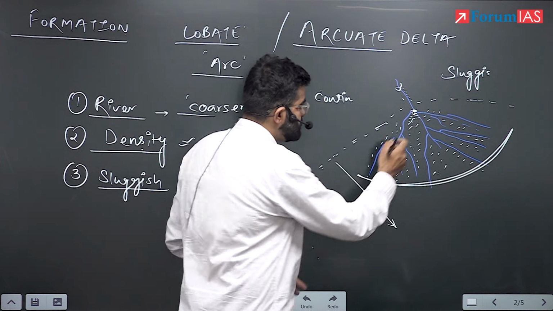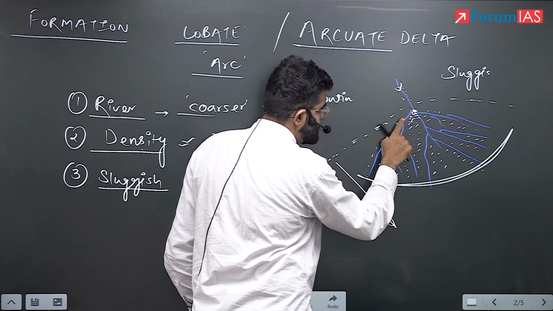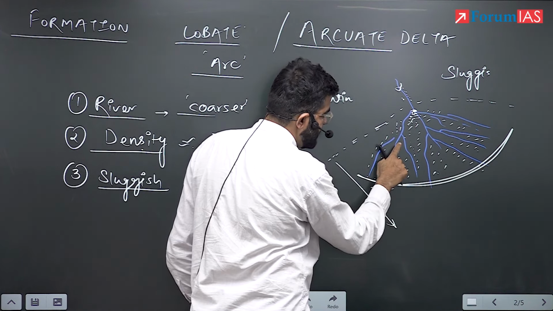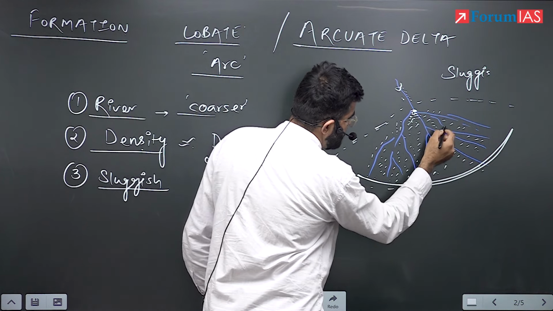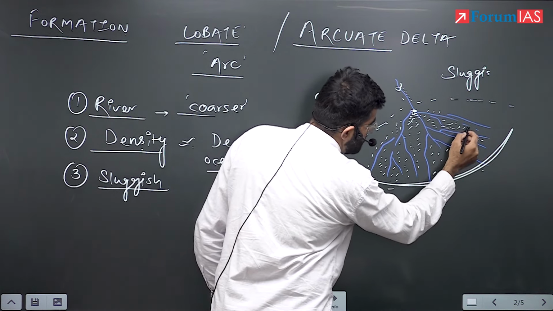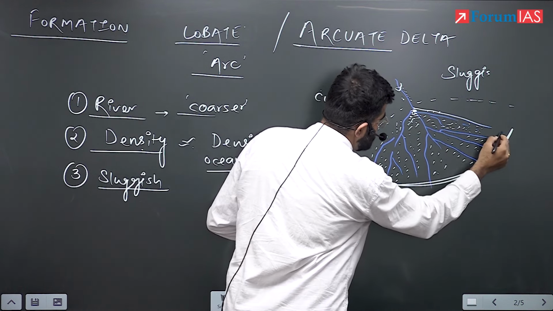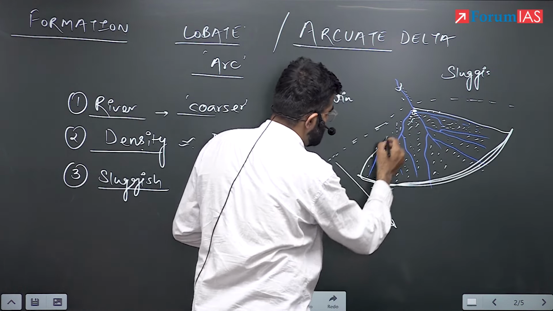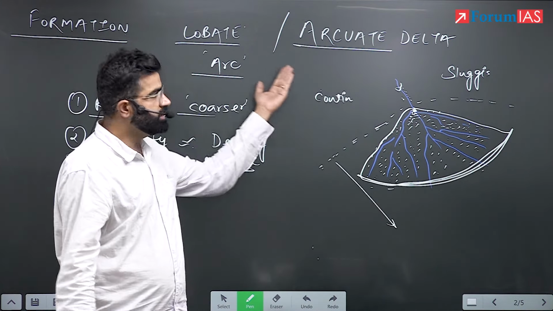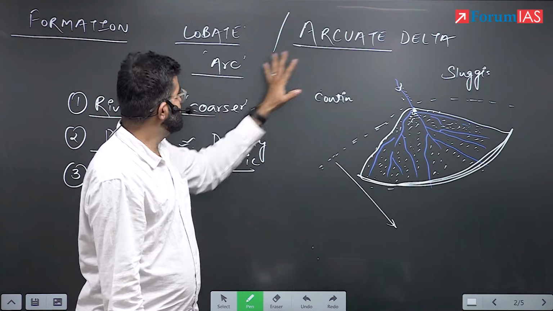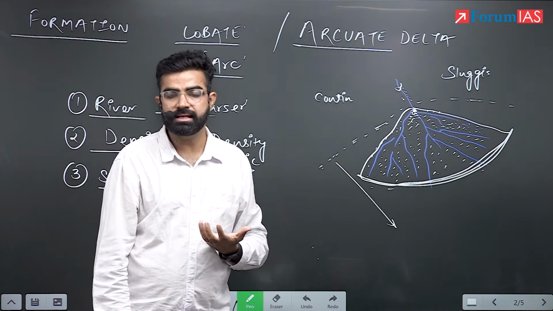Yes. Now, because of the repeated clogging, the river is dividing its path. It is seeking a new path every time. And because of this, you can see all the way deposition is happening, and therefore you will see this type of shape of delta formed here. So this shape is nothing but the lobate type of delta, arcuate type of delta, arc type of delta, and it is the most common type of delta formation.